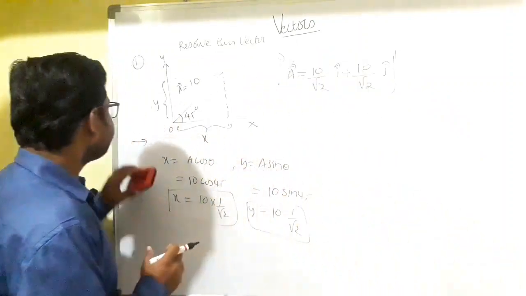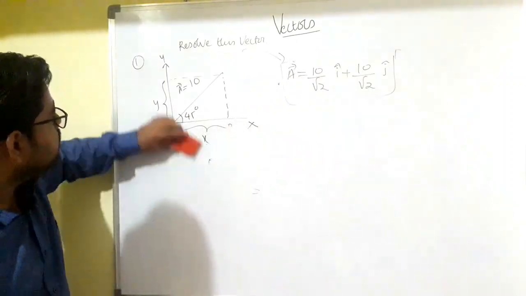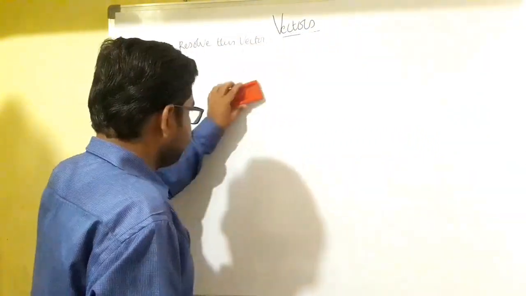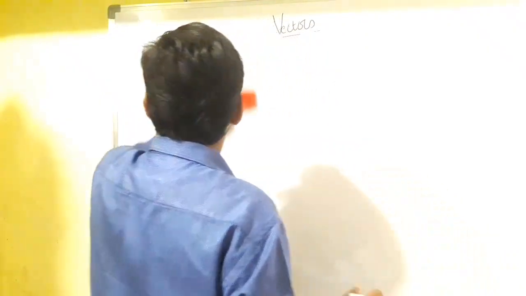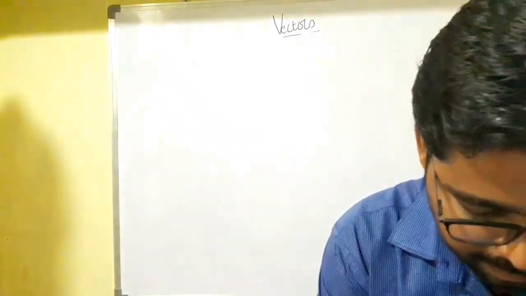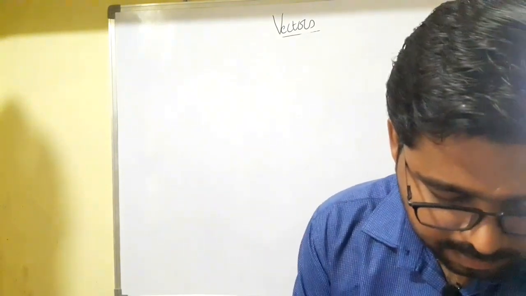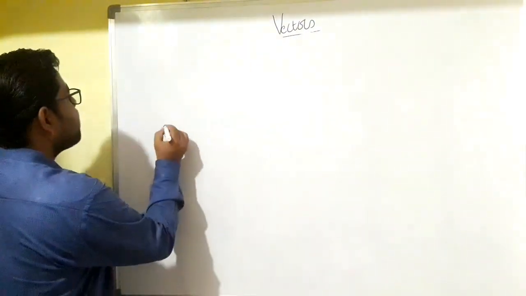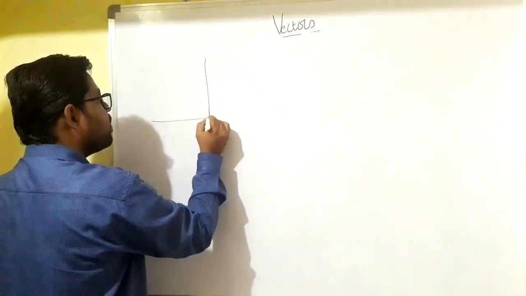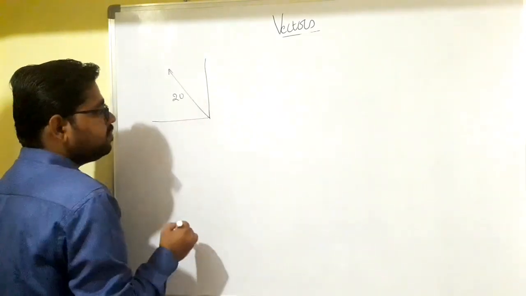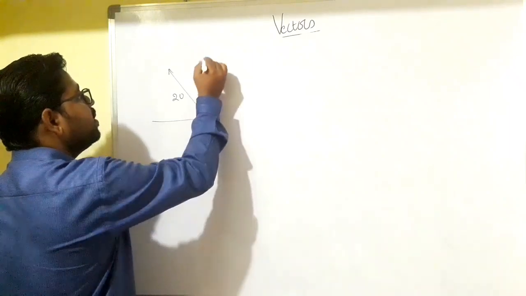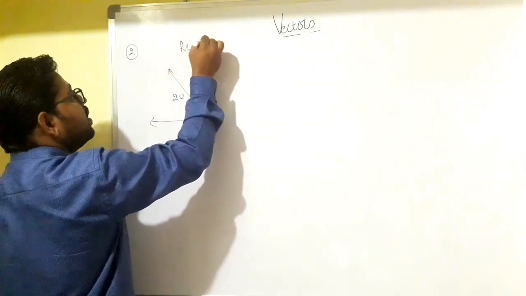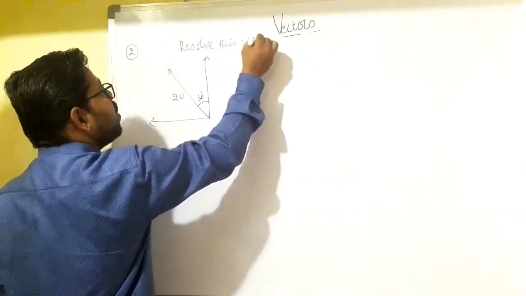Similarly, one more example. The value of this is 20 and it is making 30 degrees here. Okay, second question. Now same, resolve this vector. So how do we resolve this?